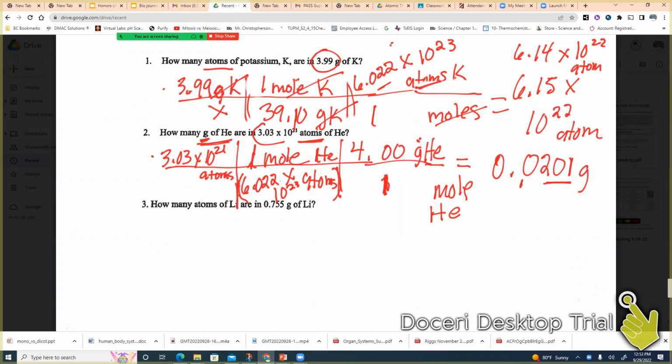All right, why don't y'all give number 3 a try? See if you can get it set up. Same thing. You're going to be using atoms. So you're going to have to be using Avogadro's number and then also mass because you have grams.